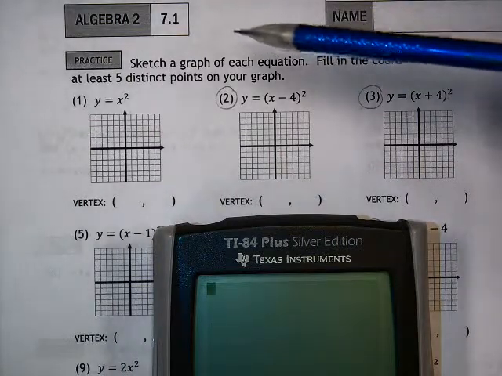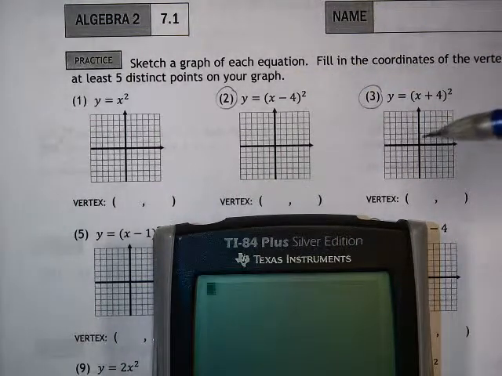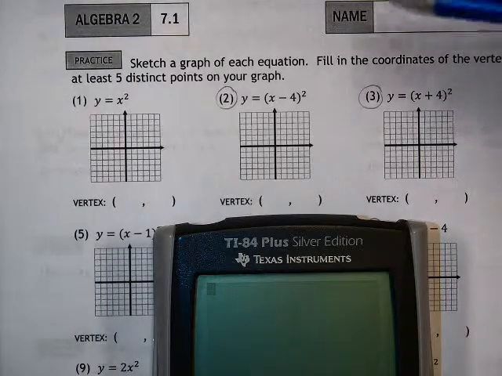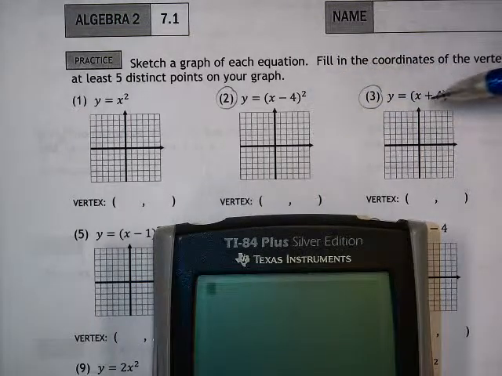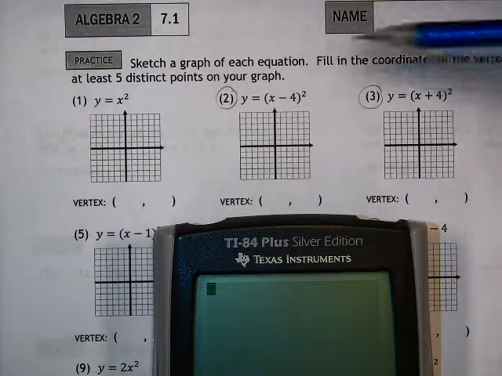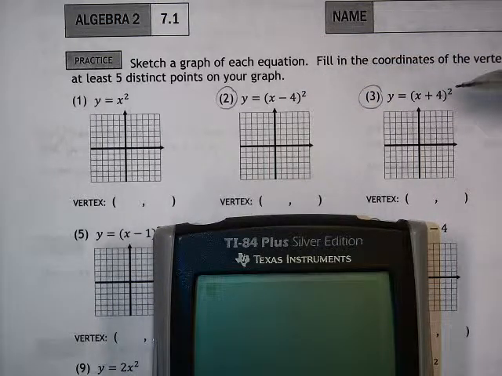All right, this is worksheet 7.1, and this is an introduction to graphing parabolas. And the objective here is to use technology to graph each equation. And by doing that, we're going to learn more about the equation of a parabola and how the different parameters affect it. So for the first couple examples, I'm going to use a graphing calculator.